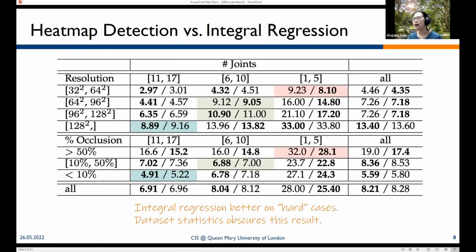This was an interesting result for us, which we hadn't observed in the literature at all, because everybody is only reporting this one last number here, right? It has to do with the data set statistics. Once you divide it into these sub-benchmarks, this phenomenon becomes clear, but otherwise it ends up being obscured by the overall statistics of the data set. And of course, in the hard settings you have much fewer samples than in the easier ones. That's why it seems like heat map detection does better than integral regression.